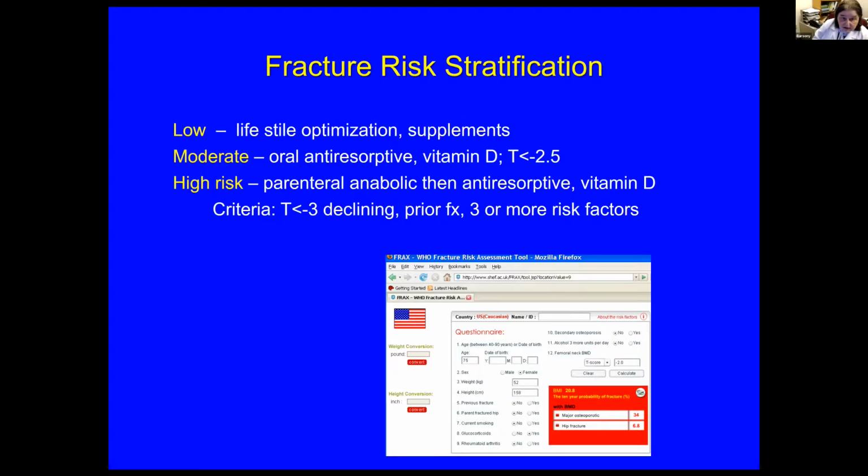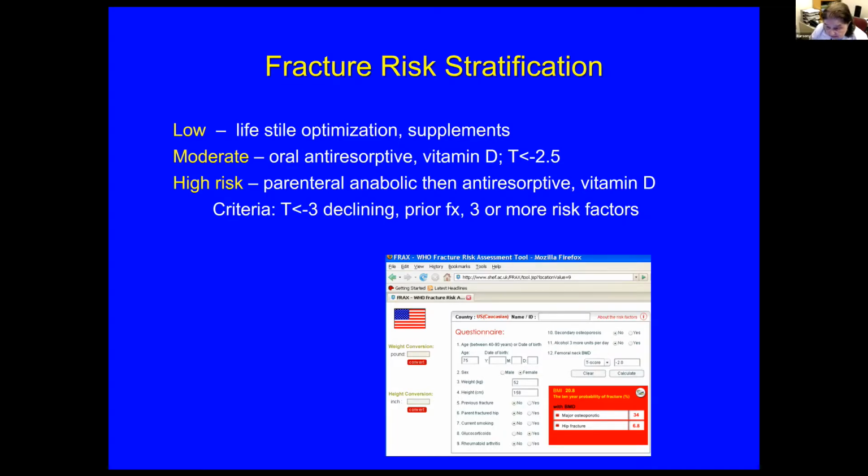And the high-risk patients are the most interesting. We have now anabolic treatment modalities like Evenity or PTH analogs we can start with, and then we transition them into anti-resorptive. And of course, we always optimize vitamin D. And this is for people whose T-score is less than -3 and declining, have prior fracture or 3 or more risk factors. And what helps us to stratify is this online tool called FRAX, Fracture Risk Assessment. And you get a number for the major fracture risk and hip fracture risk. And the example here is for high-risk patients.